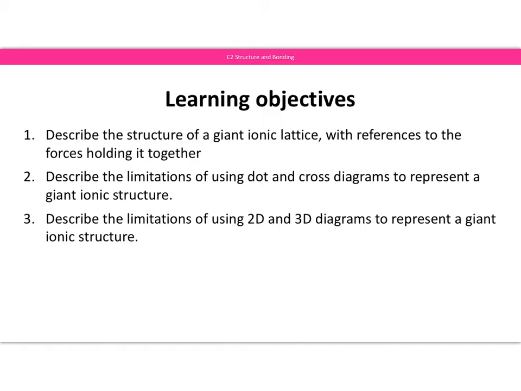So we're going to describe the structure of a giant ionic lattice, or begin to describe it. We've already talked many times about the forces holding it together, but we're obviously going to repeat that. There are some finer details that we haven't yet mentioned. And then we're going to see the different ways we can represent ionic compounds visually, and just briefly mention some of the limitations.